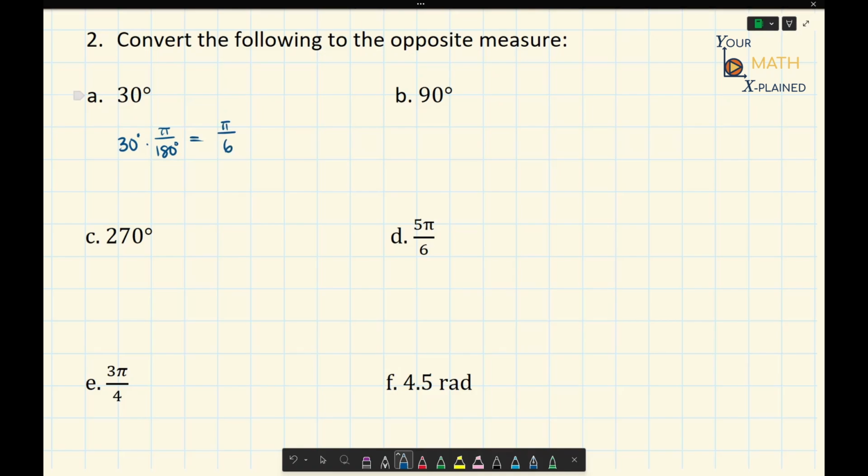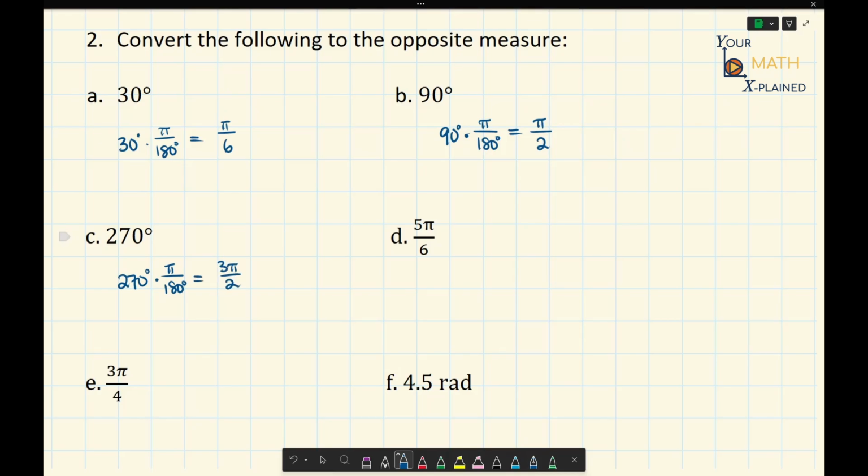To convert 90 degrees to radians, we would take 90 degrees, multiply it by pi over 180 degrees, and that would give us pi over 2. And one more example, so 270 degrees, to convert that to radians, multiply it by pi over 180, and that is going to give us 3 pi over 2.